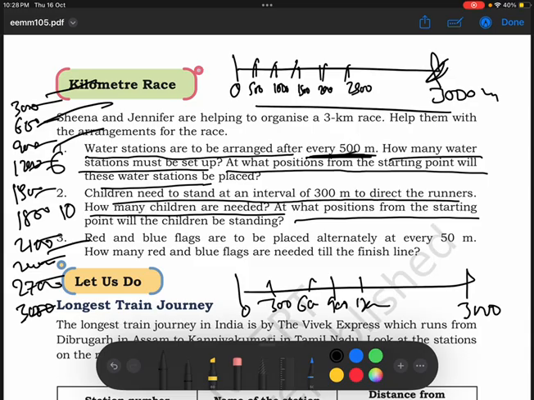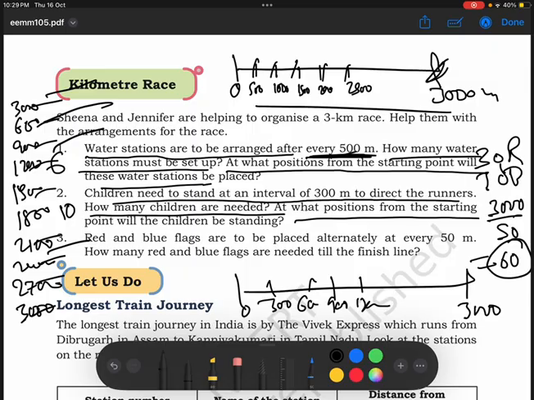Same as before, we have to put the flags after every 50-meter distance. So what we will do here, we will divide the total distance by 50 meters, then we will get the number of flags we will need. So 60 flags need to be put there, and as we are using alternate flags, like first red, then blue, then red, then blue, so 30 red and 30 blue.